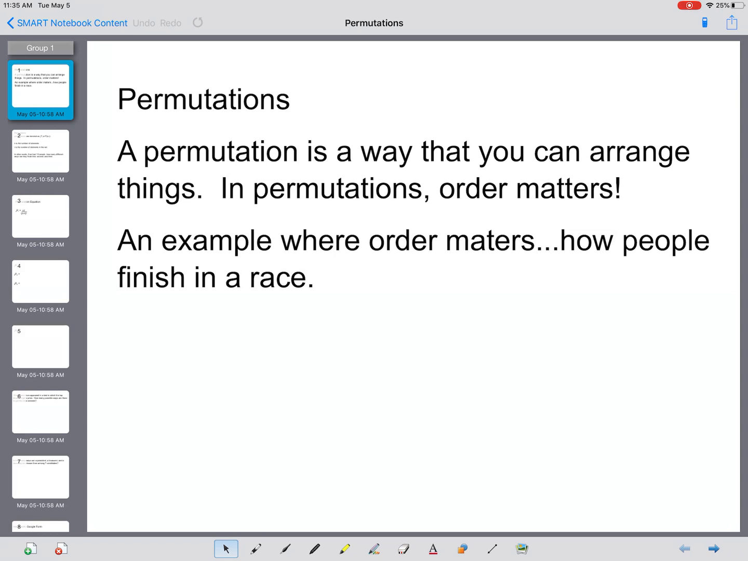What we're looking at today is permutations. A permutation is a way that you can arrange things. So in permutations, order matters. A good example of when order matters is thinking about how people finish the race. I care about who finishes first, second, third, fourth, and so on. If I didn't care about the order, I'd just say, hey, these 10 people, you're in the race. Yay, we don't even have to run the race. You guys are just in it.